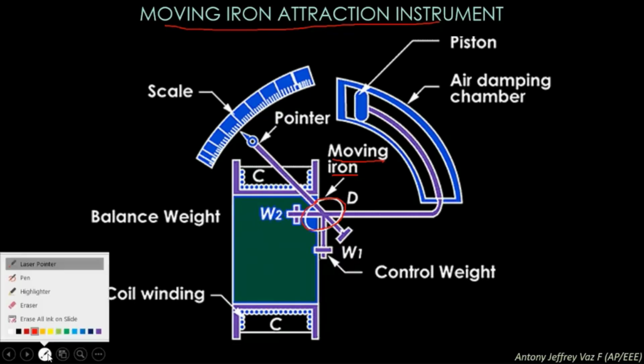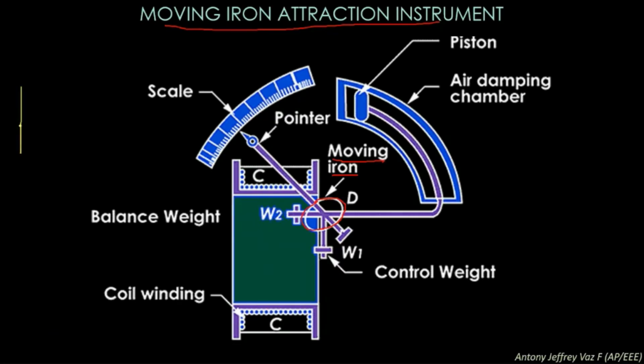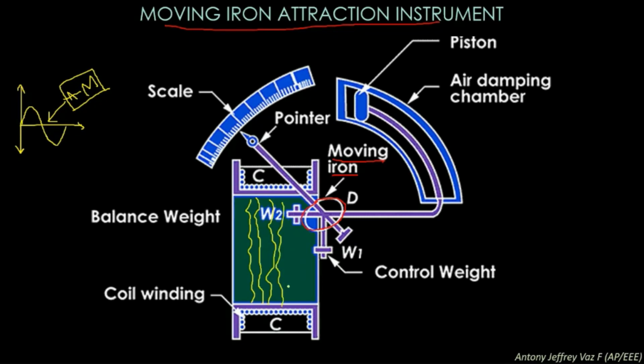Okay, this alternating magnetic field will be like a sine wave. So this sine wave, which is being supplied in, will produce an alternating magnetic field, and this alternating magnetic field will have a tendency to create a flux. Okay, the alternating magnetic flux will be flowing from one end of the coil to the other end of the coil. Okay, this magnetic flux and this moving iron are going to interact with each other.